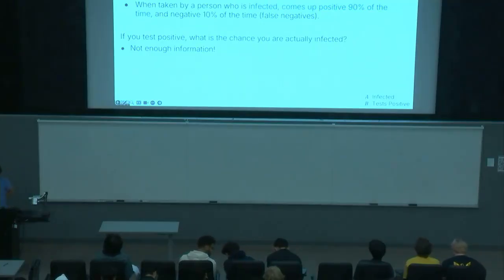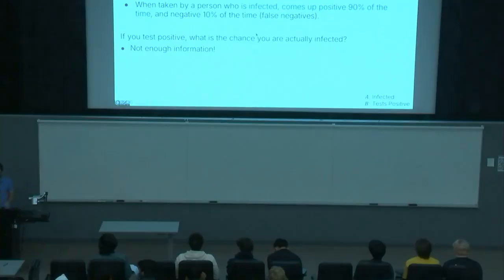If you take the test and you are infected, it will be 90% of the time positive and 10% of the time negative. So it has a 90% true positive rate and a 10% false negative rate. Okay? So if you test positive, what's the chance that you're actually infected?